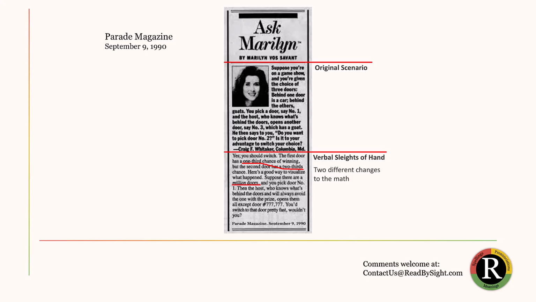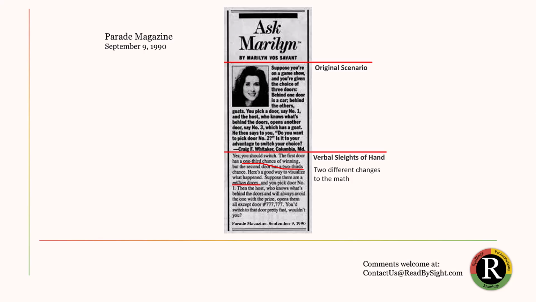And then she pulls a verbal sleight of hand. She switches the math. She says the first door has a 1/3 chance of winning, but the second door has a 2/3 chance. Now, in probability, when we talk about 1/3 and 2/3, we're really talking about a large collection of outcomes, a large collection of trials, if you like, and then the distributions or proportions of those trials. That's what's divided into 1/3 and 2/3. We don't normally talk about a single outcome, but she's flipped the script there, and she's executed that verbal sleight of hand.